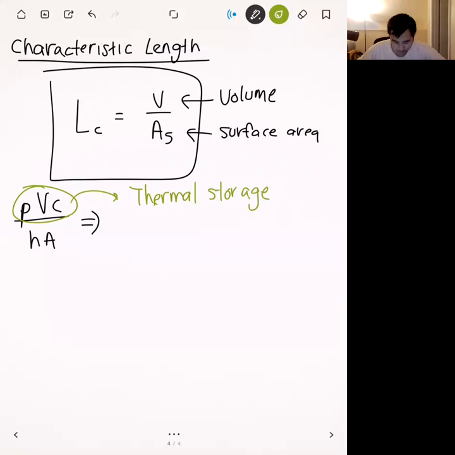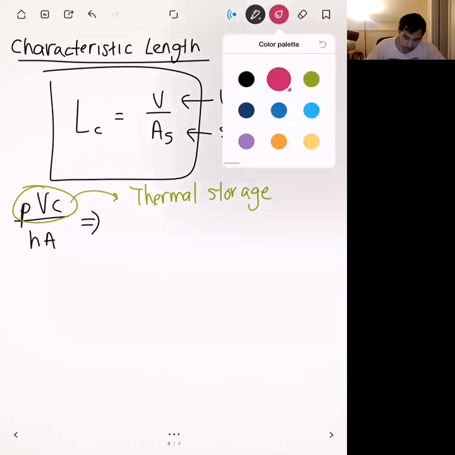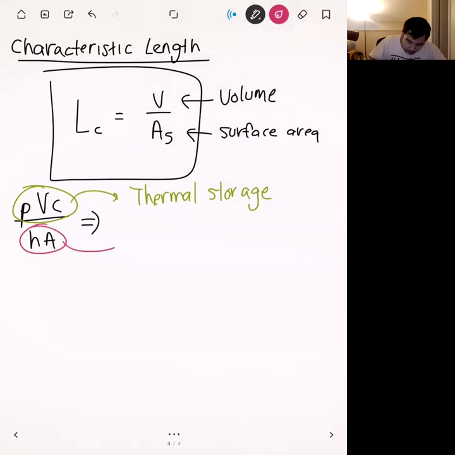Okay. And so if any of those quantities go up, say the density goes up, the volume goes up, the specific heat goes up, then your object will be able to store basically more heat inside it, okay? All right, and then on the denominator here, we have h and A, where h is the convection coefficient and A is the surface area, okay? And the reason these two are grouped together is these are parameters that affect how much heat enters into your object.